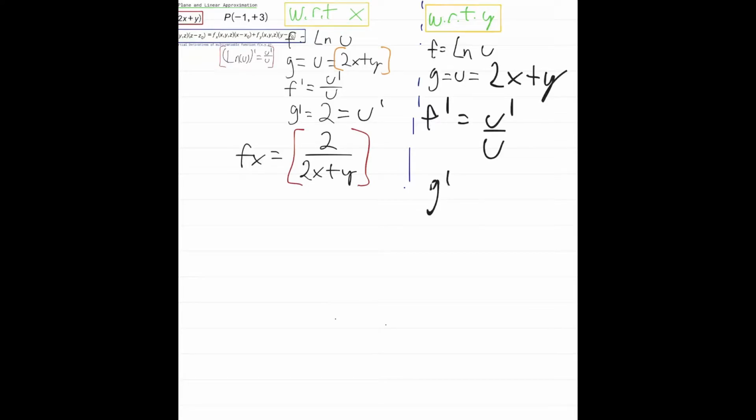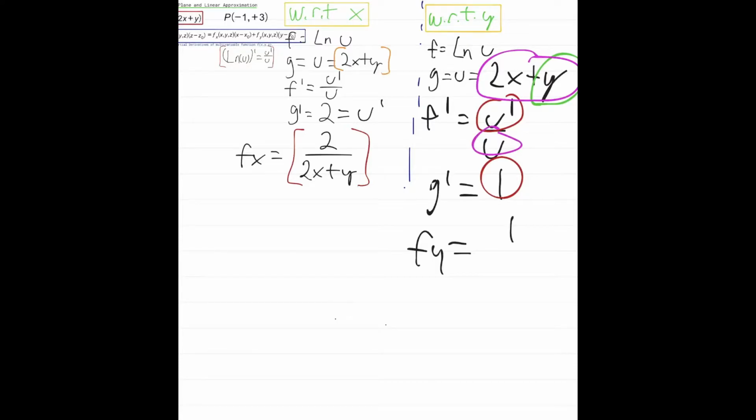And then we know that g prime, when we take the derivative of the y term of g, the derivative of y with respect to y, is just 1. So the partial derivative with respect to y is u prime over u. And what's our u prime? Our u prime is 1. What's our u? Our u is 2x plus y. So now we have 1 divided by 2x plus y.